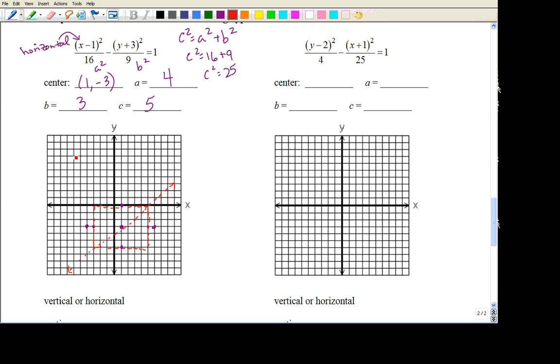So there's the first asymptote. I kind of missed the middle, but do a better job than me.